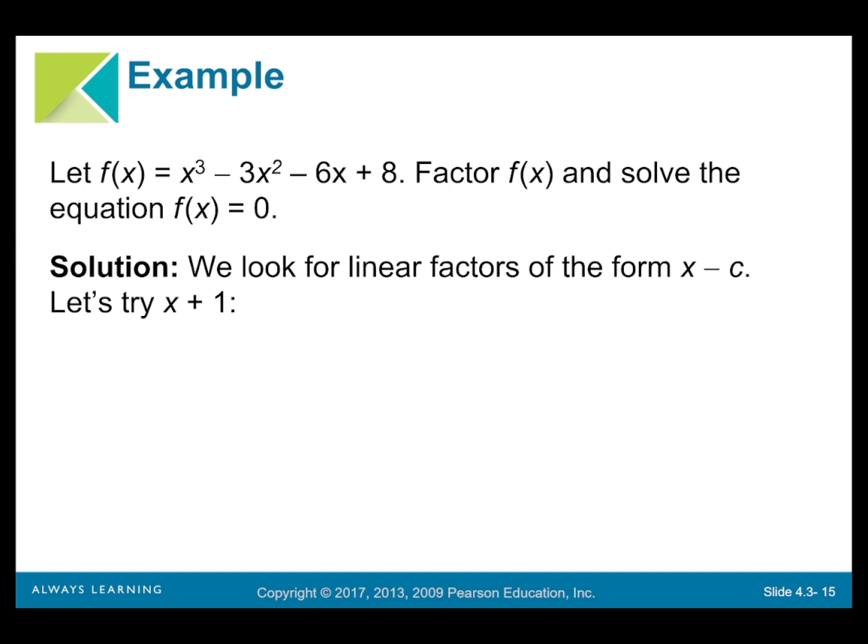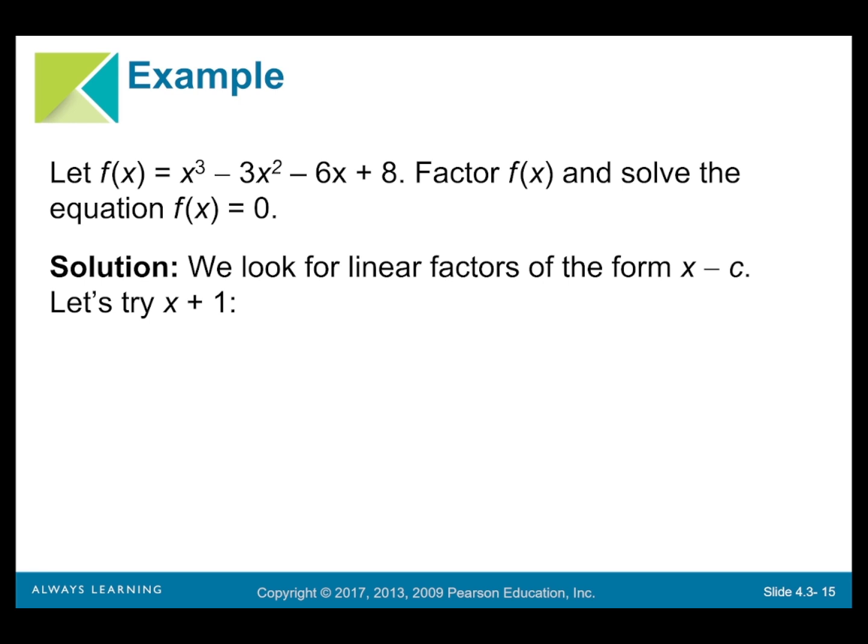Now let's try an example of this. Looking at f of x equals x cubed minus 3x squared minus 6x plus 8, we are going to try to find all of the zeros of this polynomial and see if we can factor it. So let's try some linear factors. We don't have a great starting place here, and in section 4.4 we'll actually discuss better starting places for these types of problems. But for this example, let's just start with x plus 1, and see if that's a factor, just to try a few.